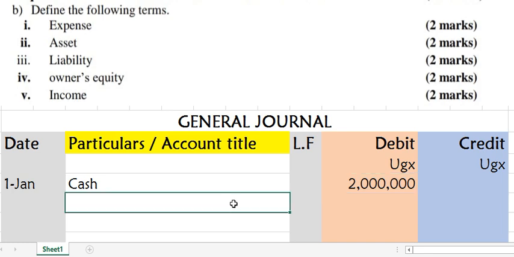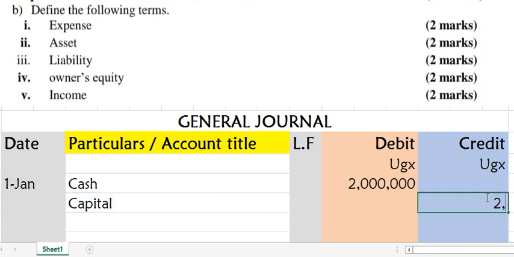But remember, for each transaction in accounting, it should be affecting at least 2 different accounts. So every transaction affects at least 2 accounts. In this case, cash is going to be debited. Then I have to credit capital, because Max Limited is starting the business with cash. So capital increases, and I've told you that capital increases with a credit entry.